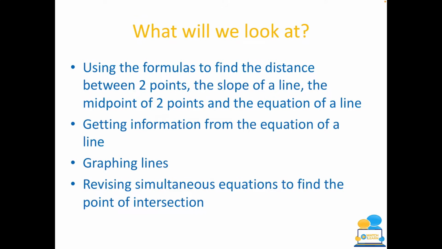I'm going to divide the session up into a few sections. We're going to start by looking at the formulas, where to find them and how to use them. Then we're going to look at all the information we can get from the equation of a line. We're going to look at that section in a little more detail because it's a little bit trickier. Then we're going to graph a few lines and revise simultaneous equations. We use those in coordinate geometry to find the point of intersection, but they can also come up as an algebra question, so it's really important we know our simultaneous equations very well. Then we'll finish up by looking at an exam question on coordinate geometry.